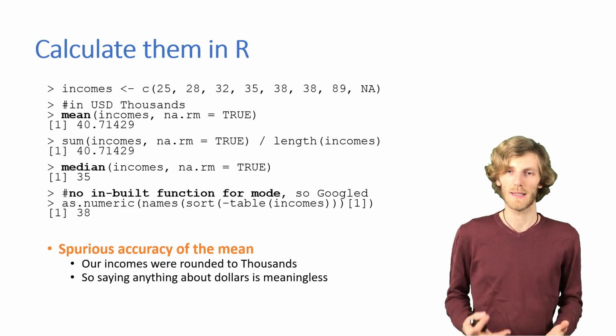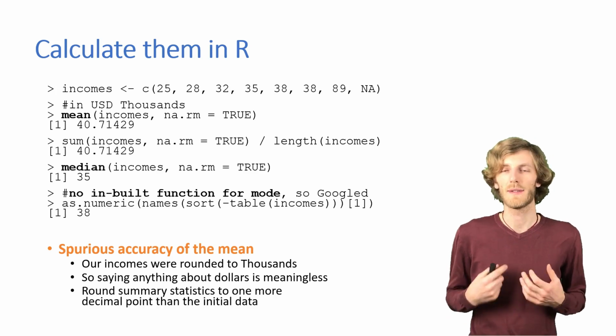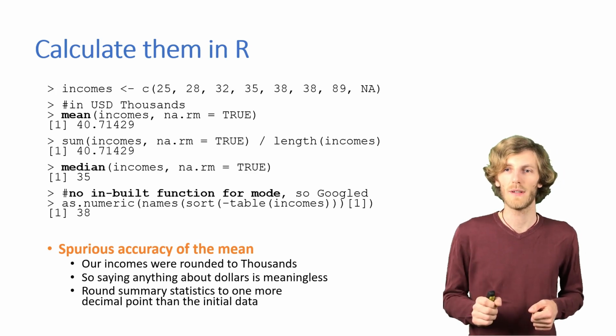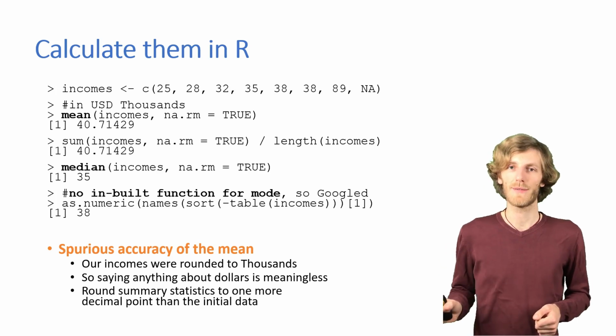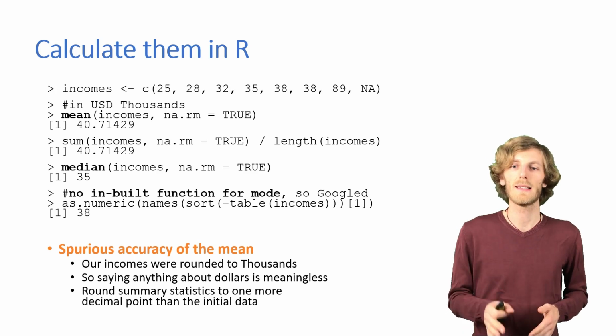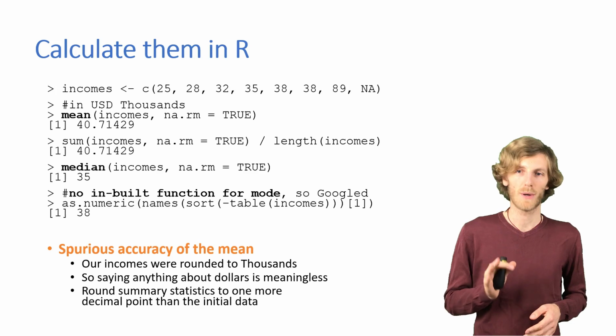The very clear guideline that we should see as a rule is to round summary statistics to 1 decimal point more than what they were given. So the average of 10 and 15 is 12.5. That 0.5 makes sense. Any further decimal places should go. So in this case here, we would report the mean income is 40.7.